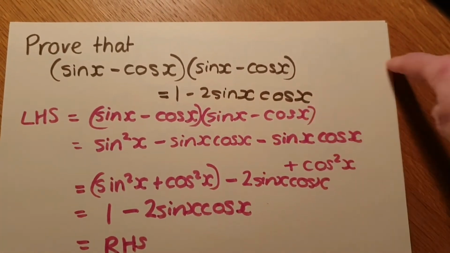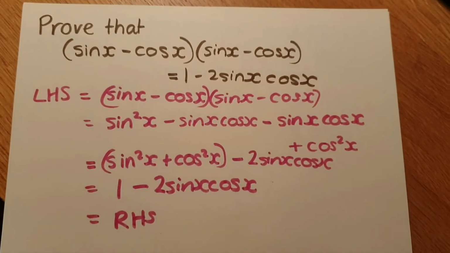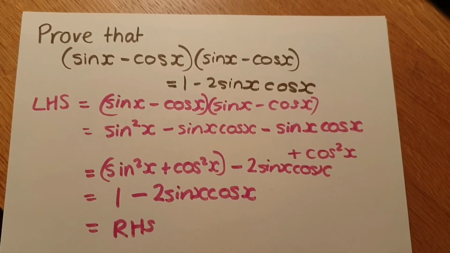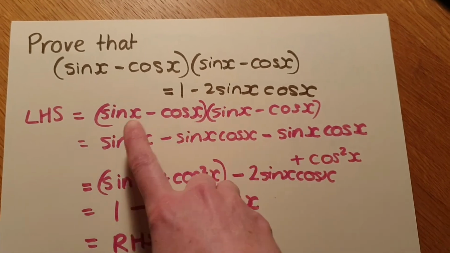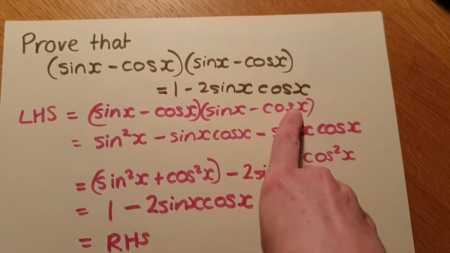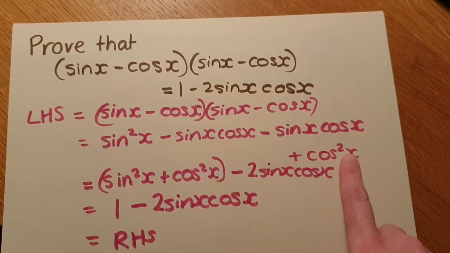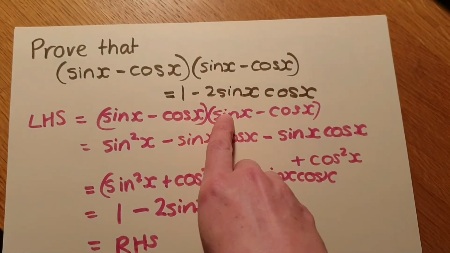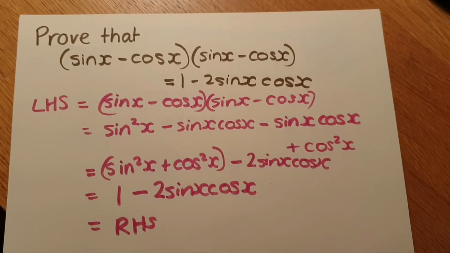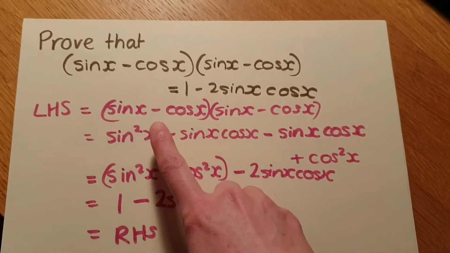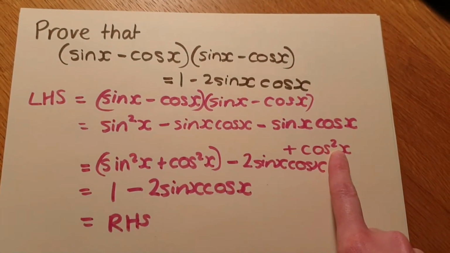I just couldn't fit it in way over here, so I've just tucked it underneath. So we'll write out the left hand side equals a double bracket, and then you just multiply that out using the FOIL method. So sine times sine is sine squared, cos times cos is cos squared, but that's your last term, so put that here. The insides are minus sine x cos x, and your outsides are also minus sine x cos x. So I've just done the FOIL method and got our 4 terms there.